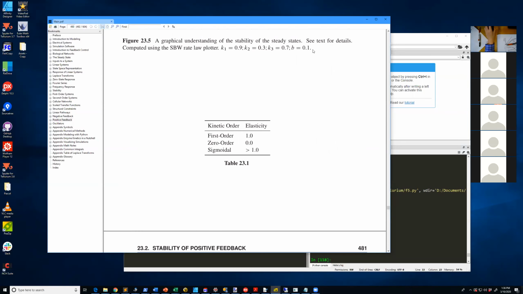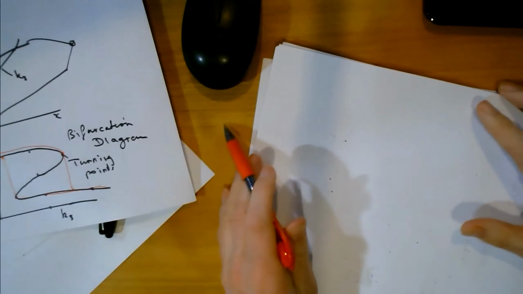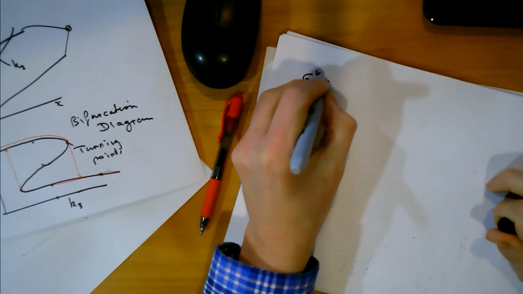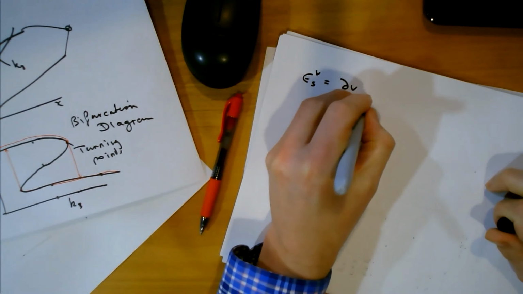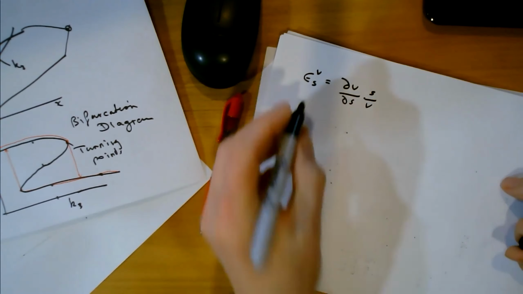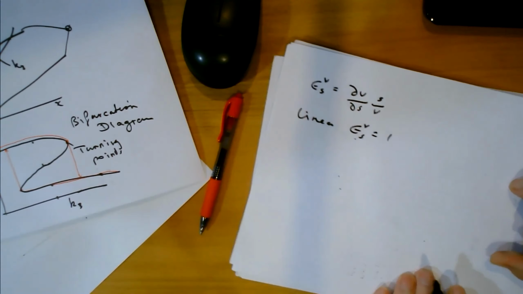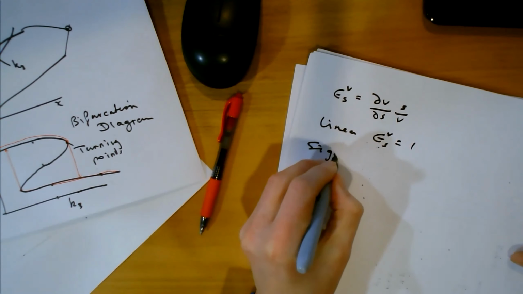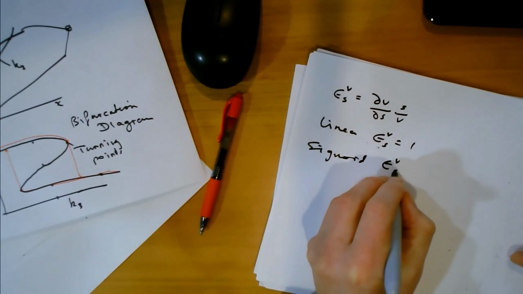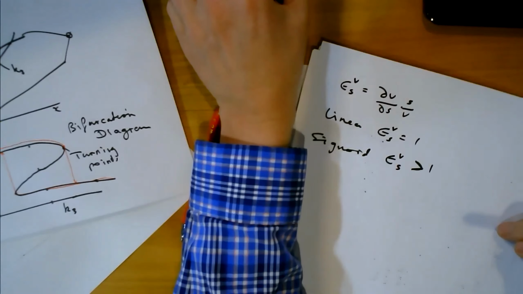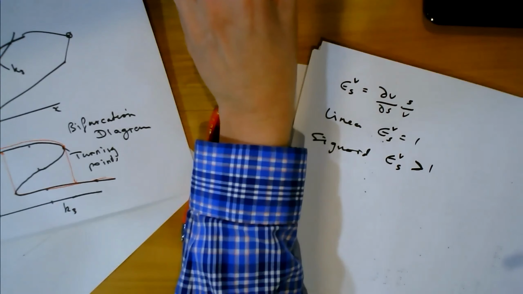Okay, so let me just stop sharing for a minute, and I'll put it on a piece of paper. So remember the elasticity. This is the scaled one now. The scaled one is dV/dS times S over V. If it's linear, the elasticity is 1. If it's sigmoid, the elasticity is greater than 1. All right, so we need to remember that. So let's go back to the algebra. Let me go back to sharing this again.